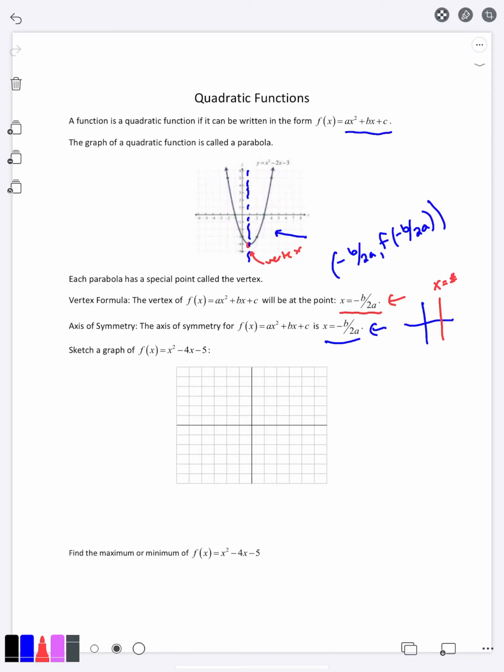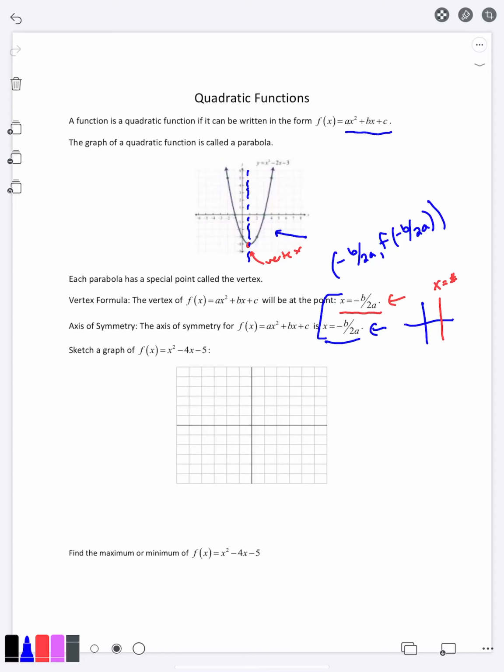So again, I'm just trying to make sure we clarify that even though it looks like it's the exact same thing here for both the vertex formula and the axis of symmetry, they are not in fact the same thing. One is going to be a point and one is going to be a line.